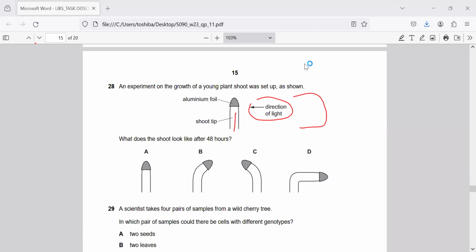As we all know, auxin is responsible for the bending of the plant and is present on the tip of the shoot, and the tip of the shoot is covered with aluminum foil. So auxin is being covered with aluminum foil, and the direction of light is straight here. So no bending occurs, and option A is correct, and the shoot remains in this position after 48 hours.